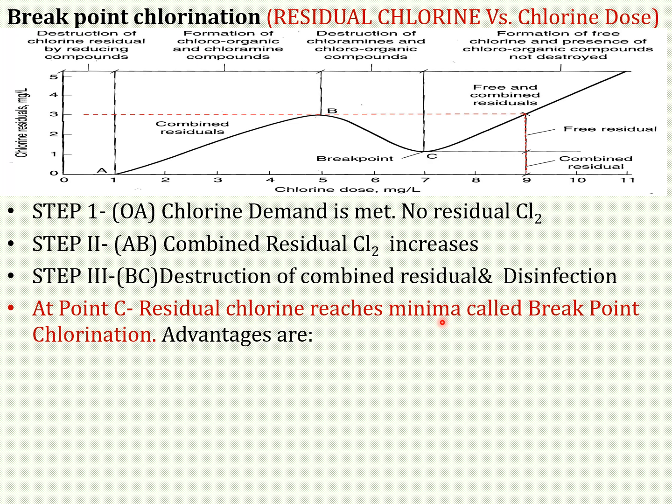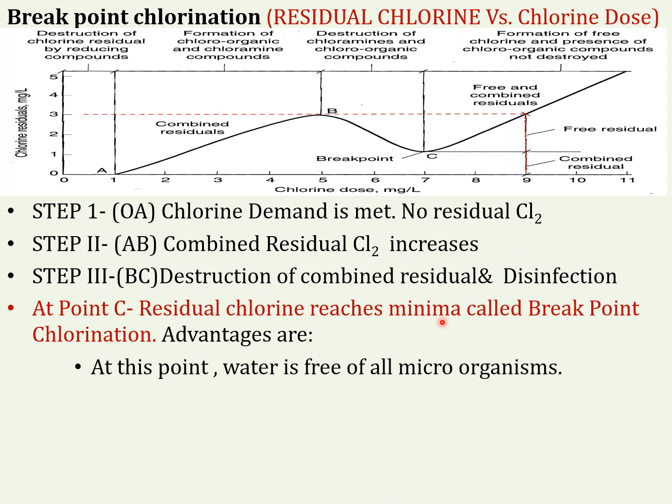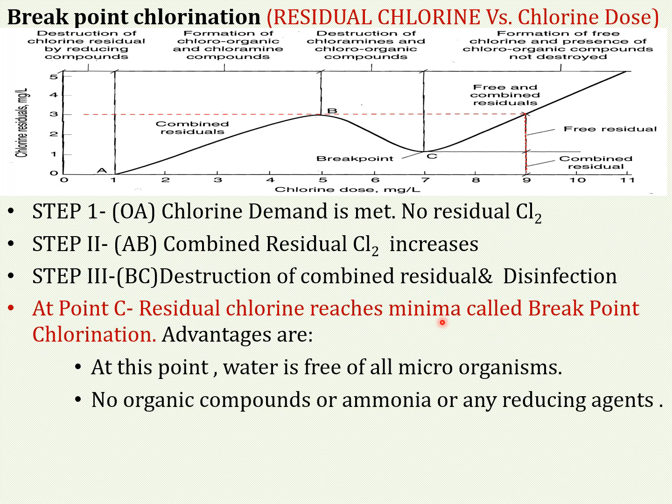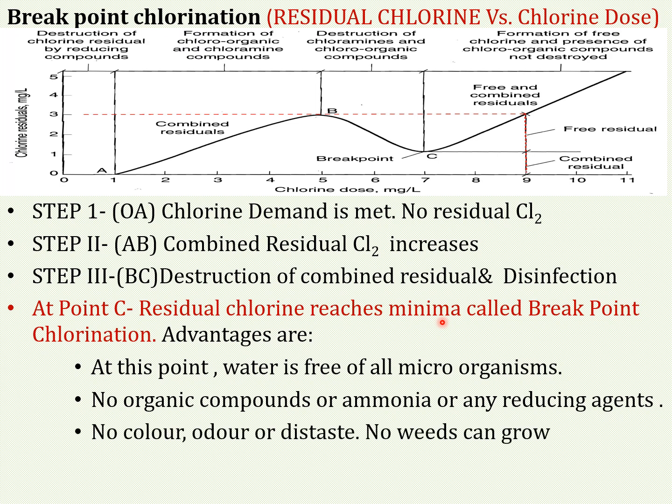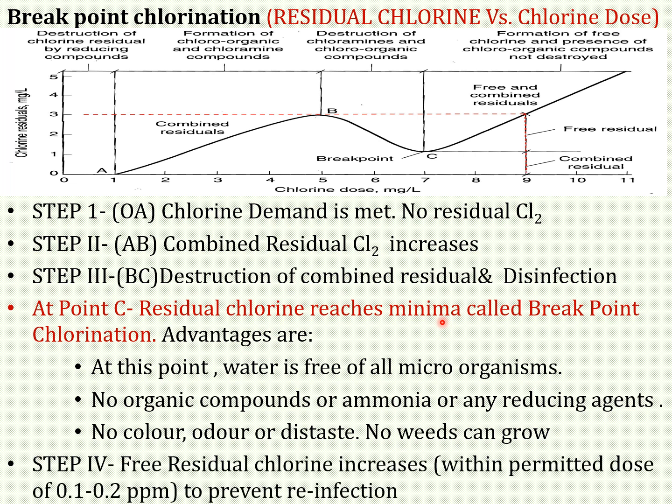At this point, the advantage of breakpoint chlorination is that the water will not have any microorganisms, no ammonia, no reducing agents, no organic compounds, and no odor, no color, no distaste, and no weeds will grow. And also, residual chlorine starts appearing here, which will ensure that no reinfection happens. And the permitted dosage is 0.1 to 0.2 ppm of chlorine.